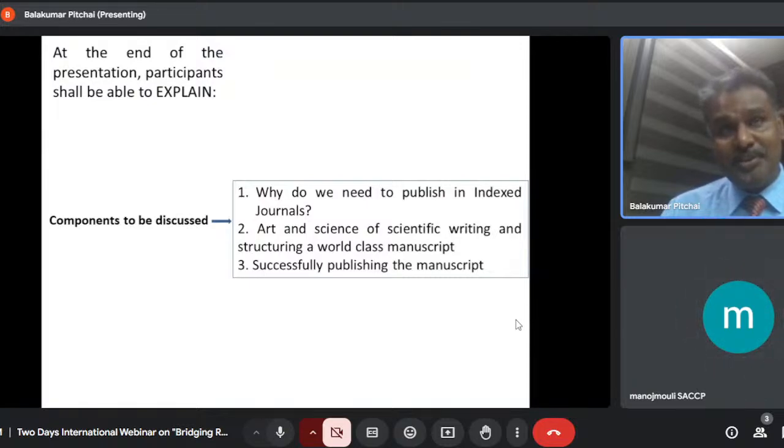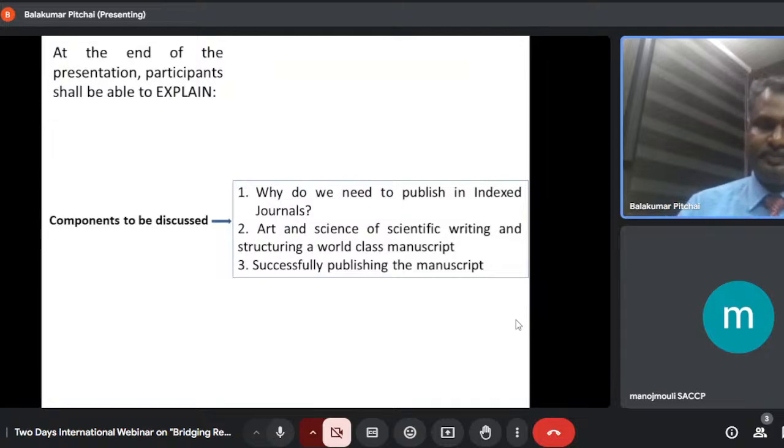At the end of the presentation, all the participants are expected to explain why we need to publish in indexed journals, and some part of the art and science of scientific writing and structuring a world-class manuscript to be published in a Q1 journal, SCIE, and successfully publishing the manuscript.